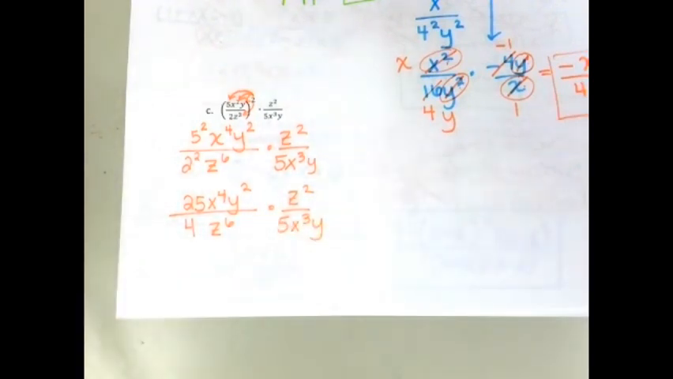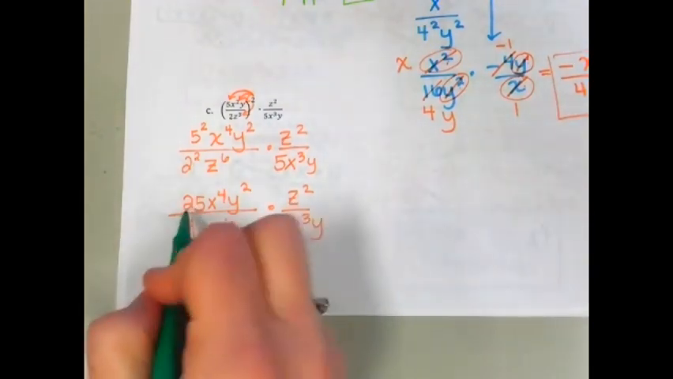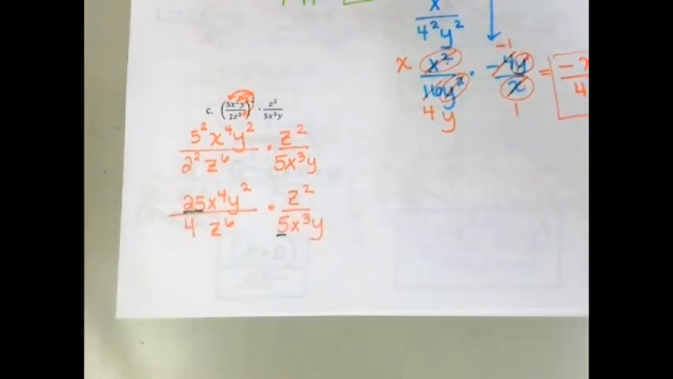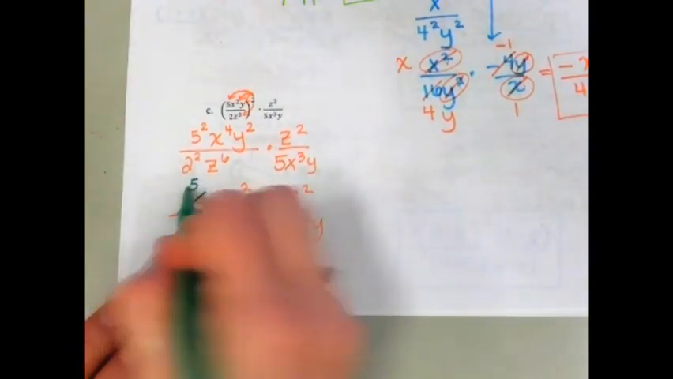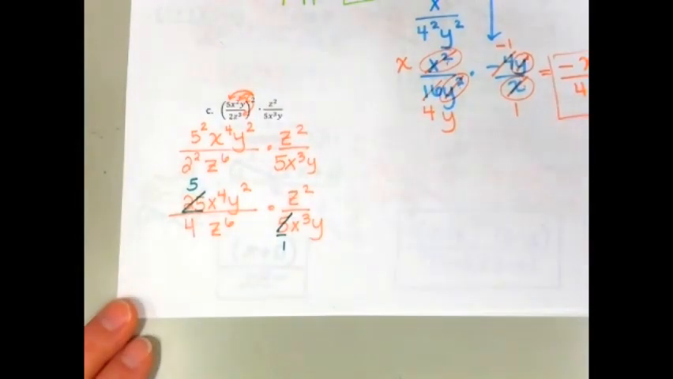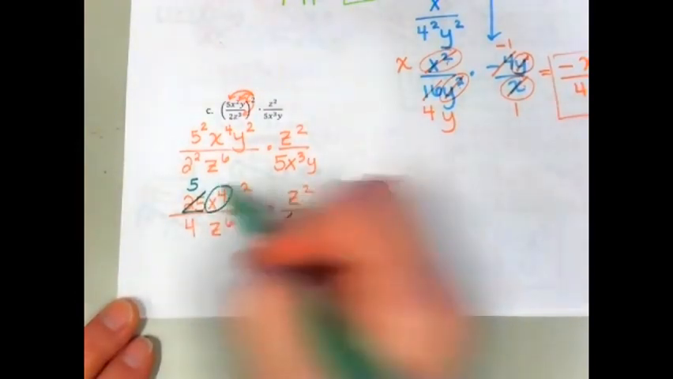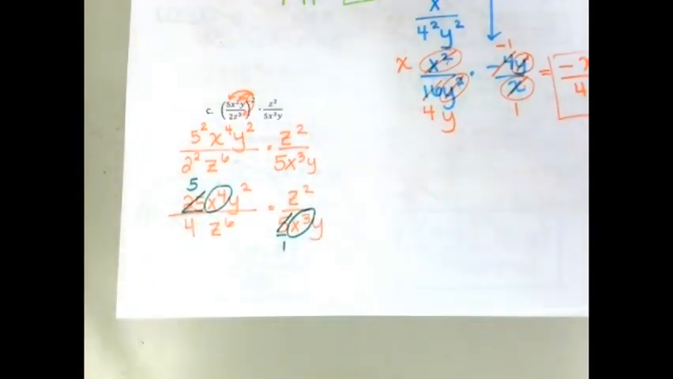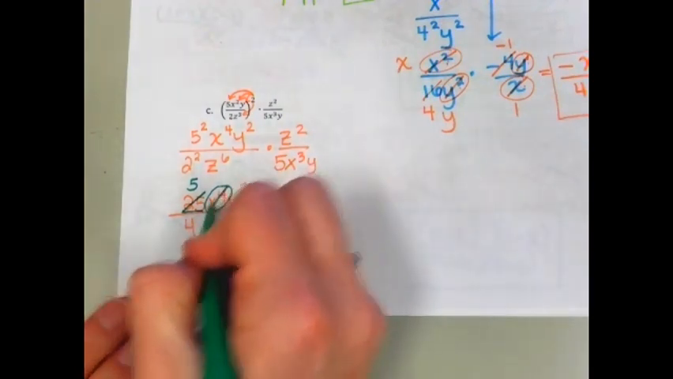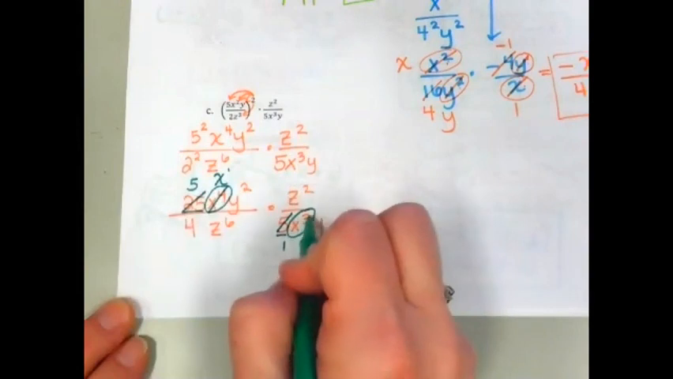All right, let's cross simplify if we can. 25 and 5, what does that simplify to? 5 over 1. X to the 4th and x to the 3rd becomes x to the 1st. And where does it end up? On the top. Why? Because the 4 is bigger, so x to the 1.